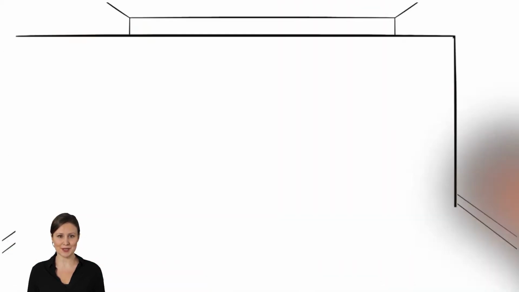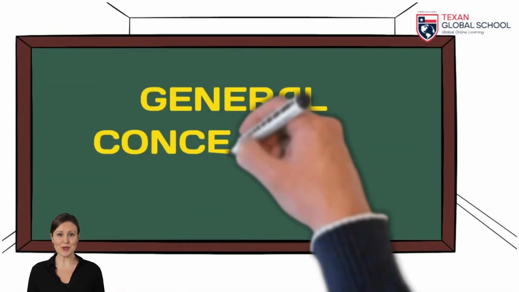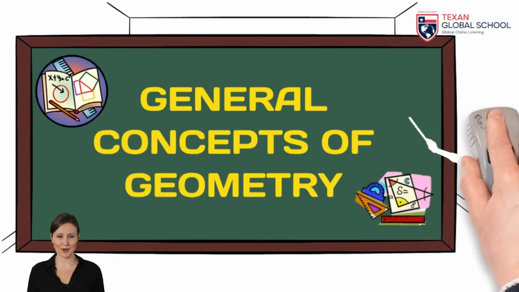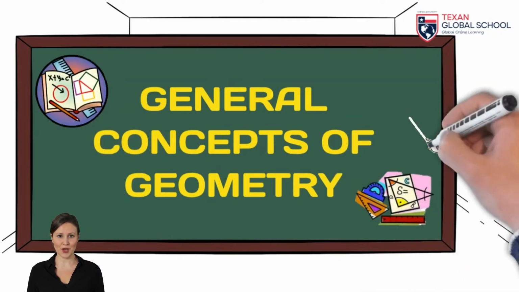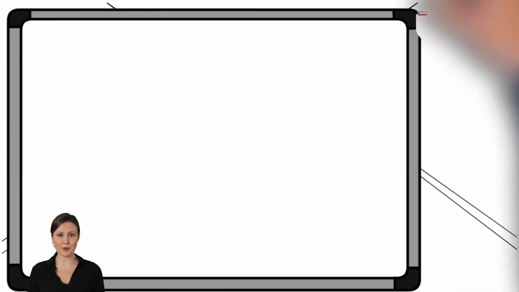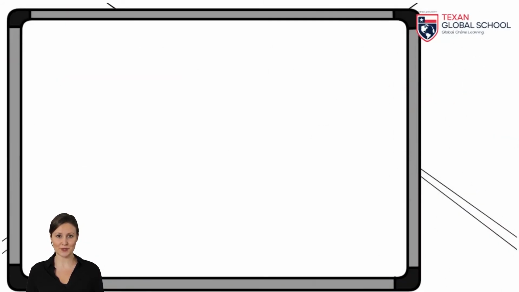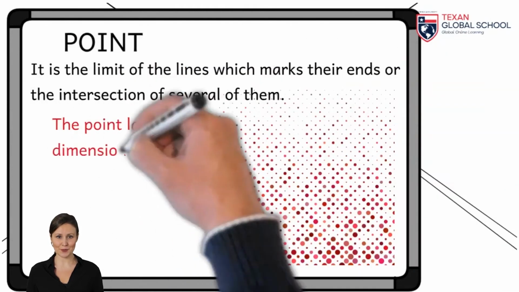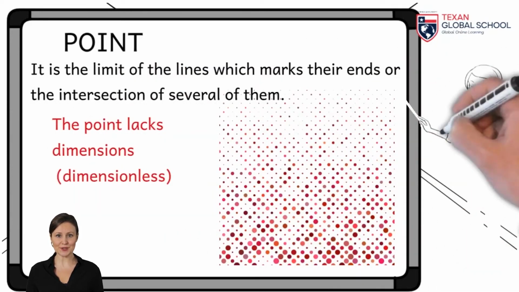We will analyze some general concepts of geometry. At the end, we will use the theory to analyze an example. The first concept is the point, as the minimum irreducible unit in geometry. The point is the limit of the lines that marks their ends or the intersection of several of them. The point has no dimensions, so it's said to be dimensionless.